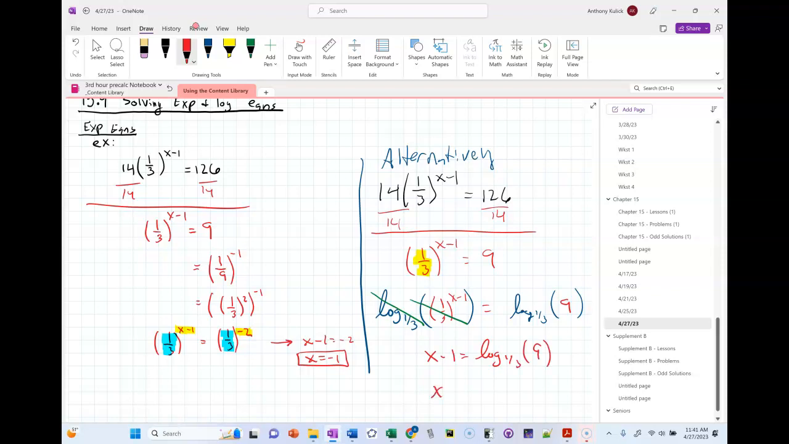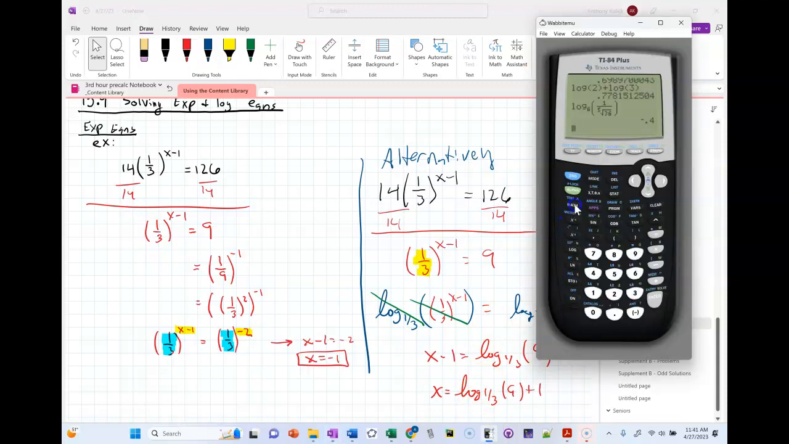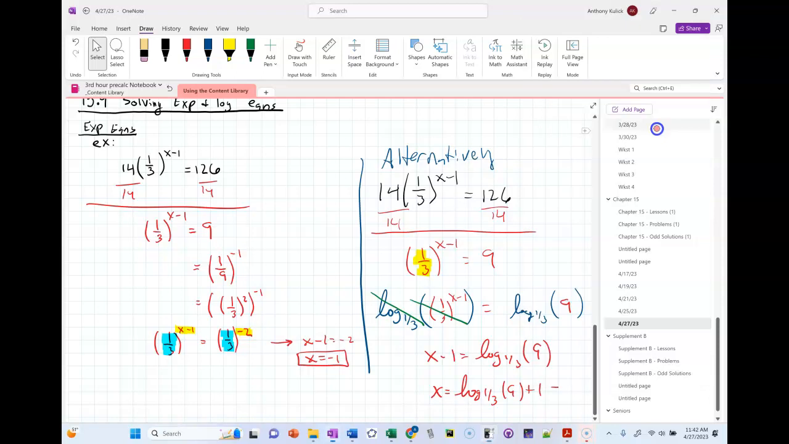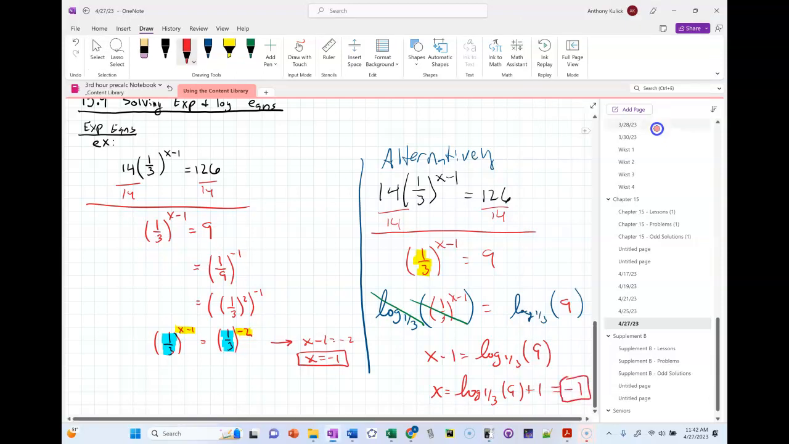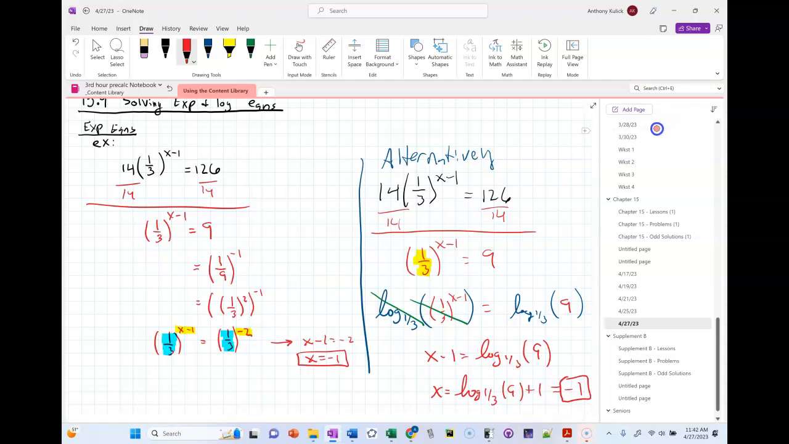And then I can add 1 over. And that's now just calculator time for me. So math, log base 1/3, 9, and then plus 1 outside. And I get -1 again. Either approach is correct. Either approach is appropriate.